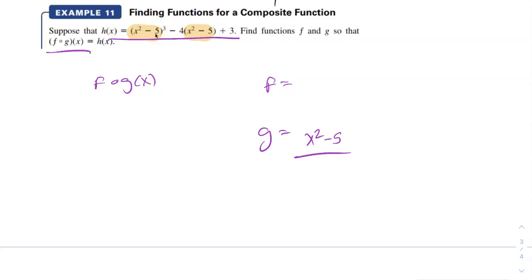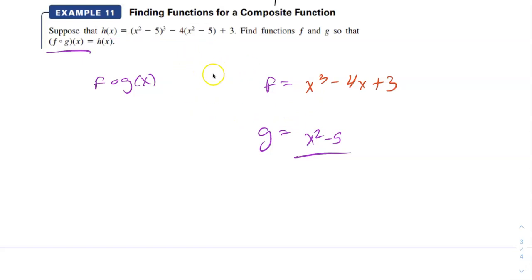You can see how those two match inside this function. What are they inside of? Well, the function looks kind of like this: x cubed minus 4x plus 3. Right? If you take this function out for g, then what's left over? A giant variable cubed minus 4 times the variable plus 3. So that's kind of how you work backwards.